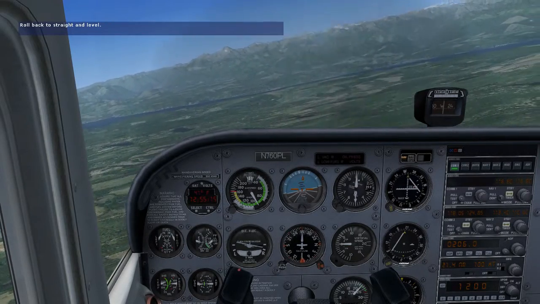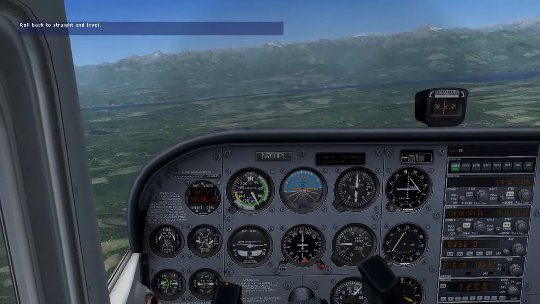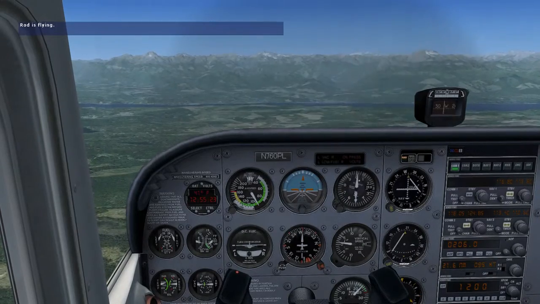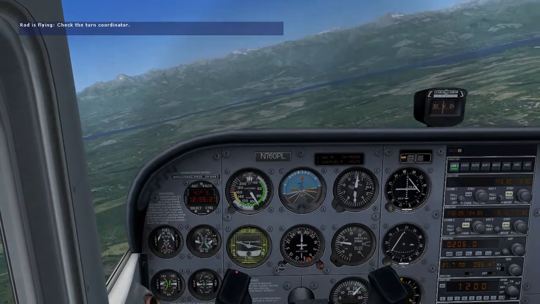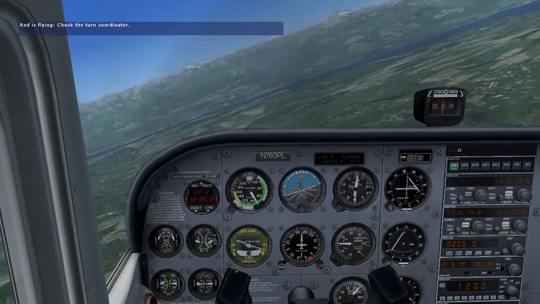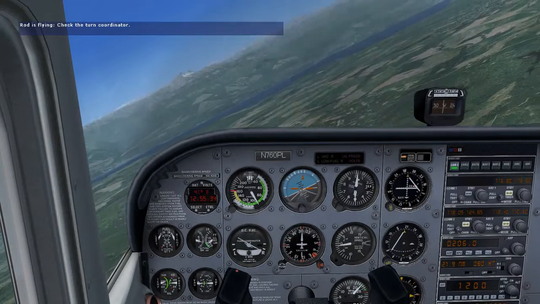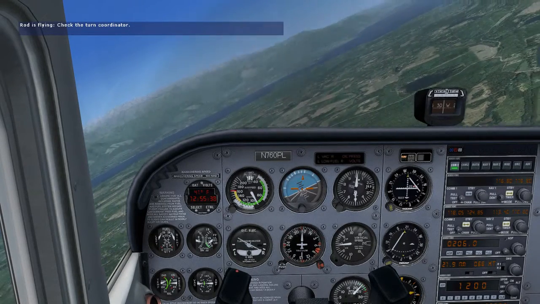Let's roll back into straight and level flight. Good job. I've got the airplane. I'm going to make a turn to the right. While we're turning, look at the turn coordinator. That's the instrument in the lower left-hand corner of the 6 primary instruments. It has a little white airplane on it and a tube with a black ball in the center.